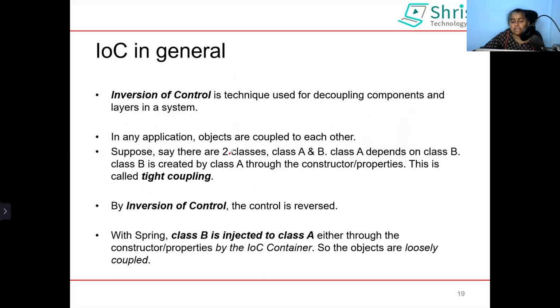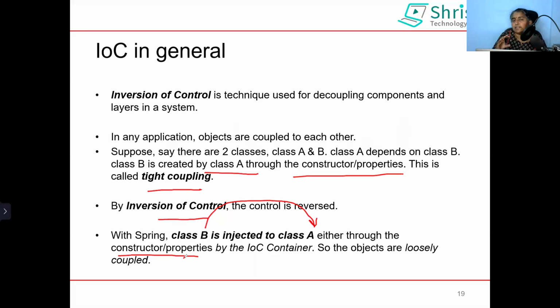Now, what is the IOC container? It is a technique called inversion of control. When there are two classes, A depends on B. B is created by A through a constructor or properties. We are doing it explicitly. This is called tight coupling. By inversion of control, the control is reversed. With Spring, B, that is the address object, will be injected into A, that is the employee class, either using a constructor or using properties by the IOC container. So these objects are loosely coupled. I hope it is clear, very clear, right?